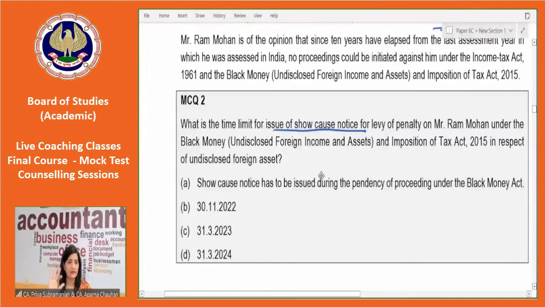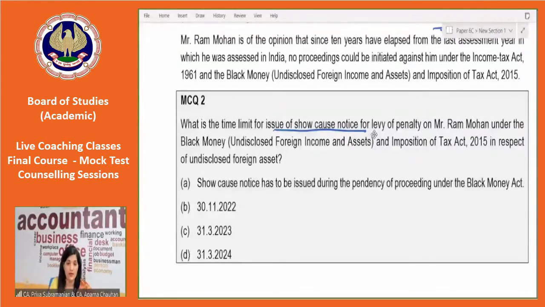Assuming that penalty is leviable in this case, when can the show cause notice be issued? In case of levy of penalty, two time limits are given. Where the penalty is leviable under section 41 for undisclosed foreign assets, for not disclosing your foreign income or assets, in that case penalty is leviable under section 41.